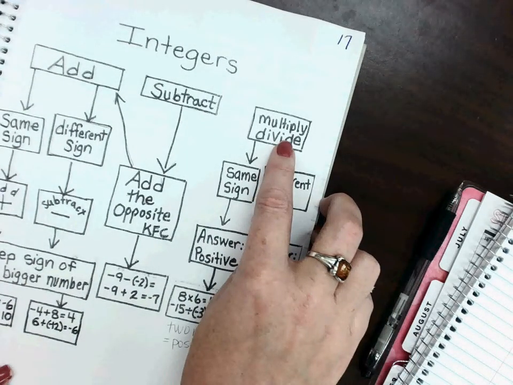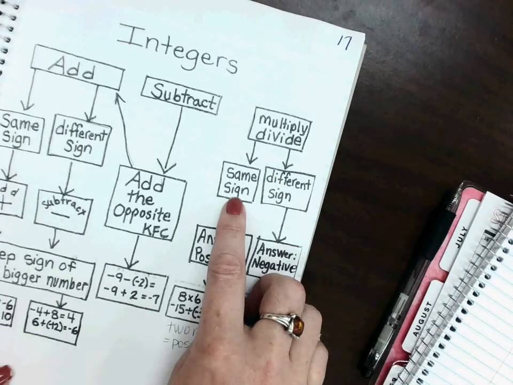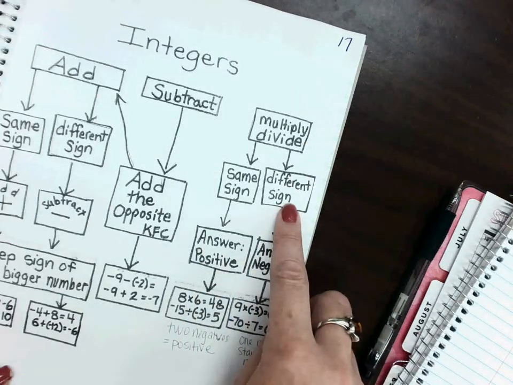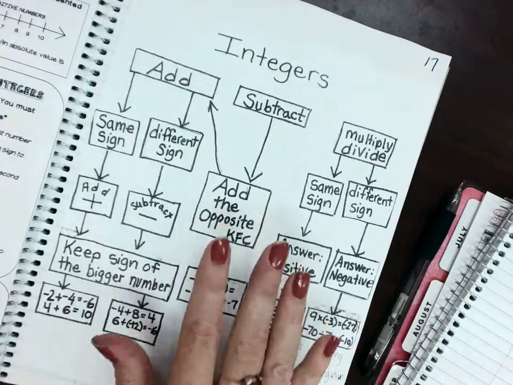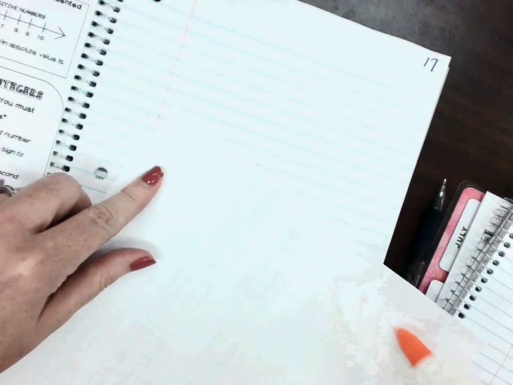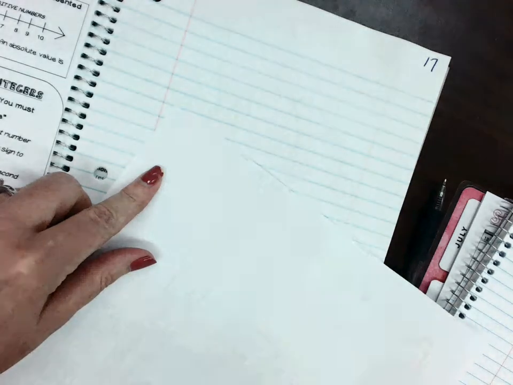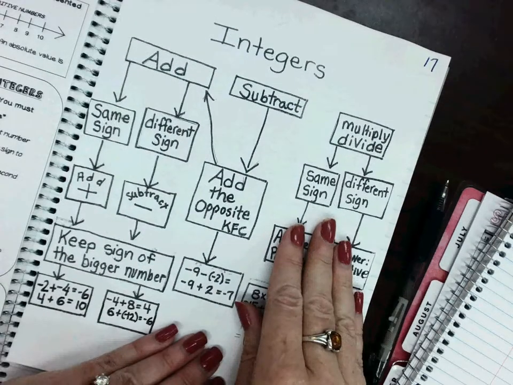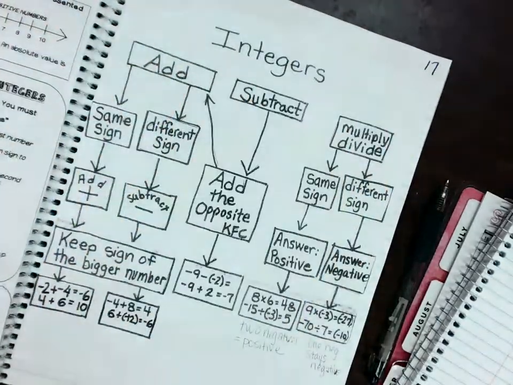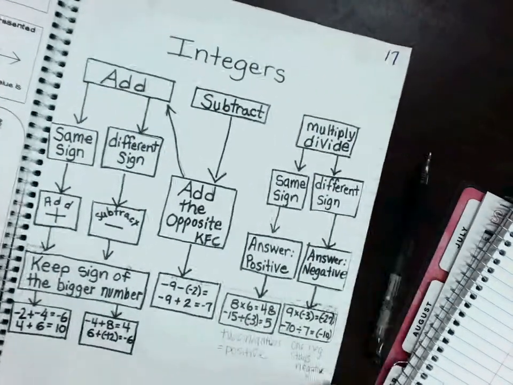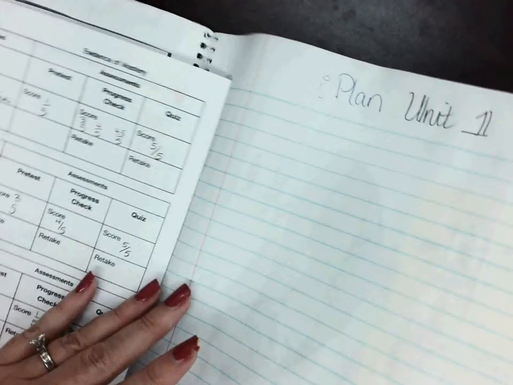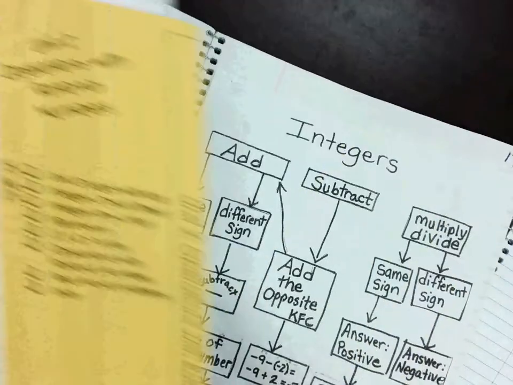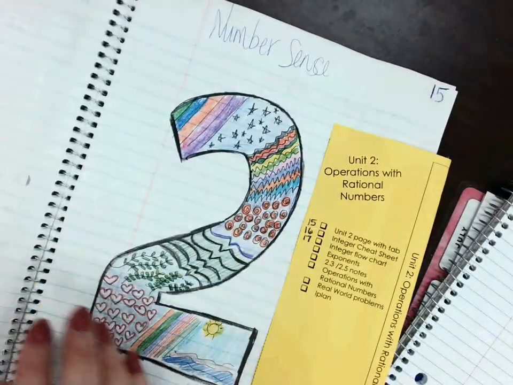So again, same signs, add; different signs, subtract. When I'm multiplying and dividing, same signs, two positives or two negatives, the answer is positive. But if they have different signs, then the answer is negative. This is a faster flow chart. It's one that I have on the wall. It's one that you've used in your regular classroom as well. It goes on page 17. That is all you have to do in this video. You've got this already labeled in your table of contents. You have your 2 page with your tab. You are good to go.